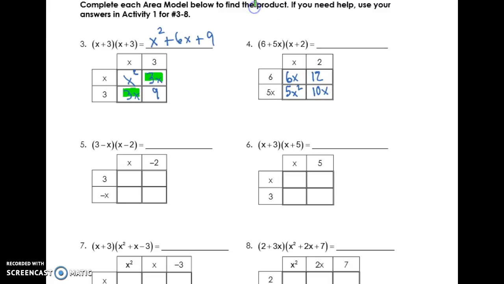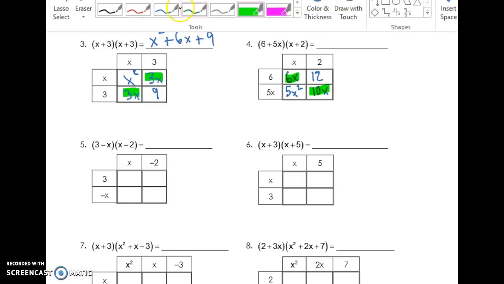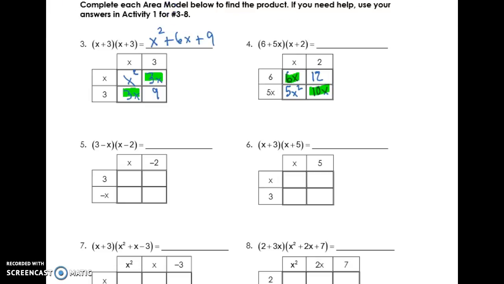I'm looking for like terms. My like terms are 6x and 10x. So when I put those together, I'm going to get 16x. Now here's where I'm going to vary a little bit. We just kind of pick that first box, and we're going to make sure we have the highest degree exponent. What I mean by that is which one has the highest exponent. So the x squared is the highest exponent.